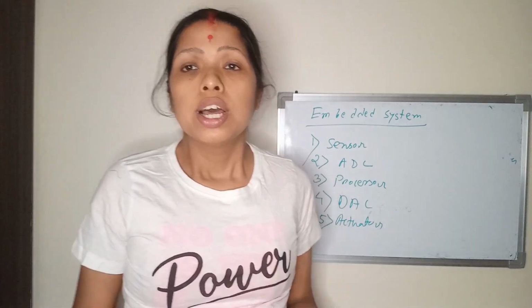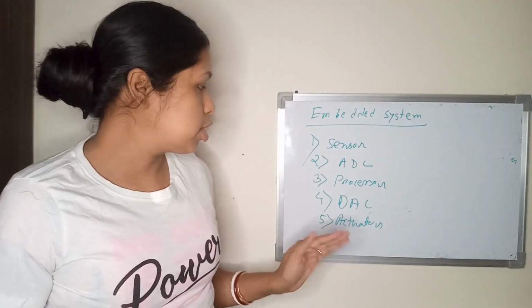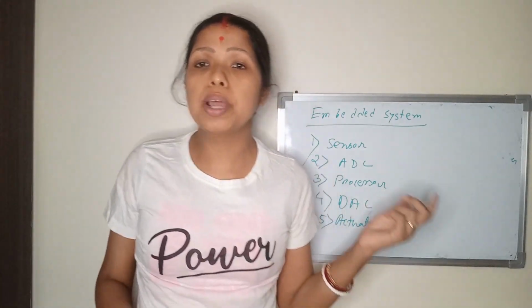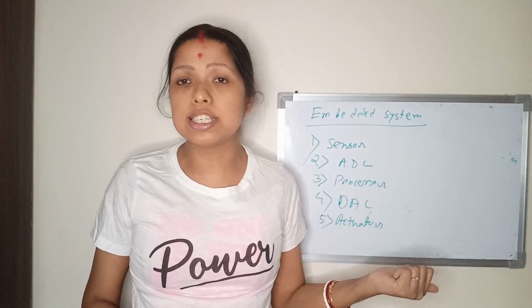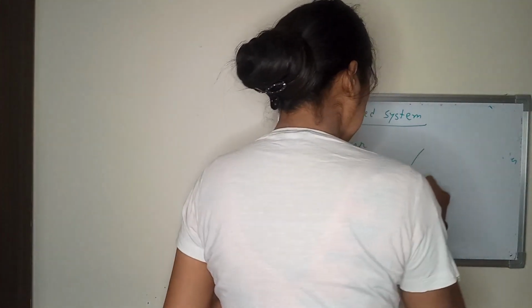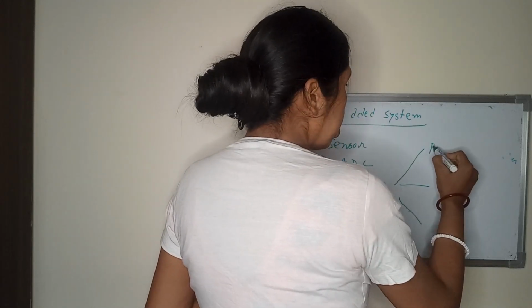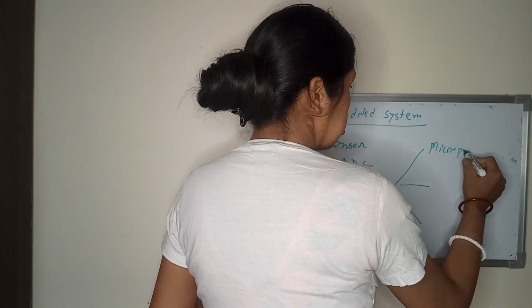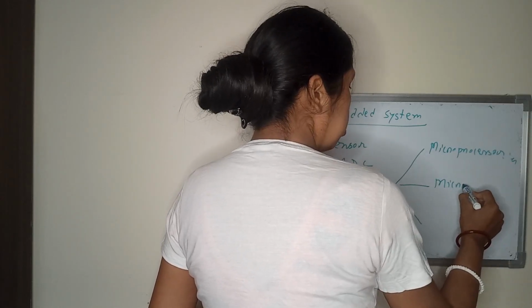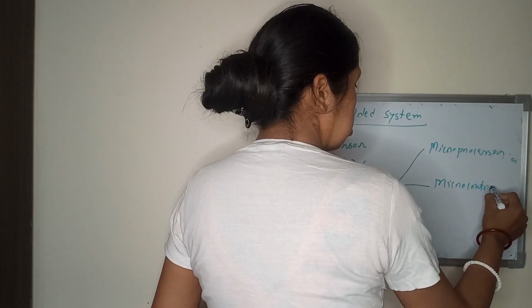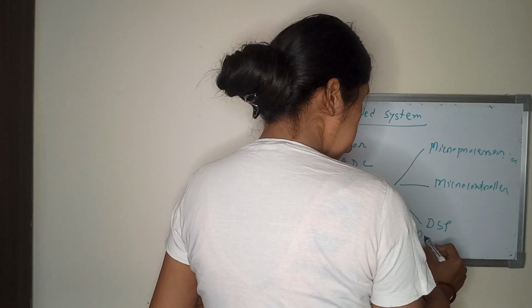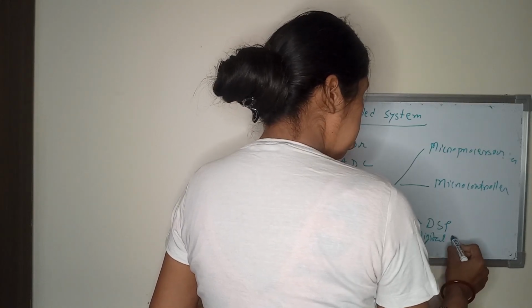So before going to each and every part of these components, first I would like to know what the main processor is. Okay, processor is the main part of the embedded system. If we divide the processor, it can be divided into three parts: microprocessor, microcontroller, and DSP, digital signal processing.